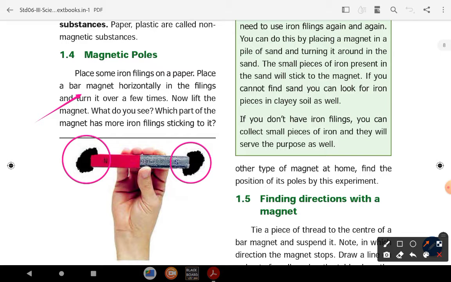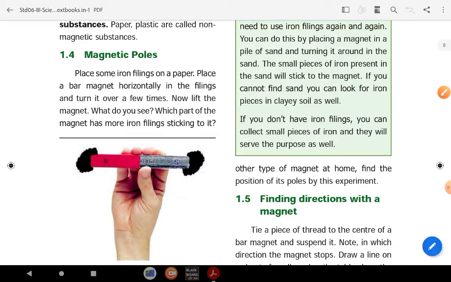You should be able to read the words. Okay, you should read and understand. So that is why I am pointing out the arrow as I am reading. Alright, so what is it given here? You have to take some iron filings in a paper.